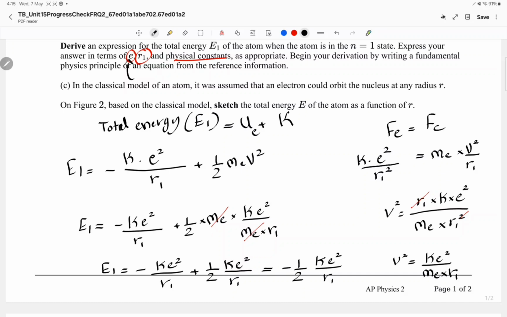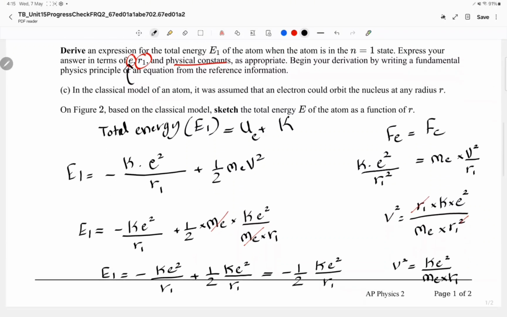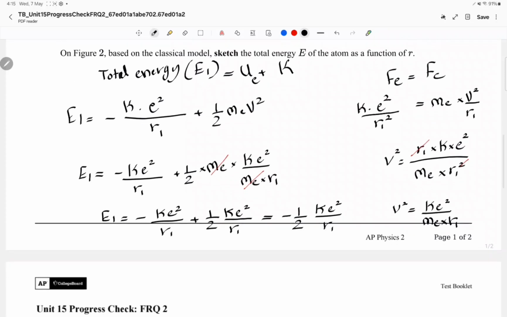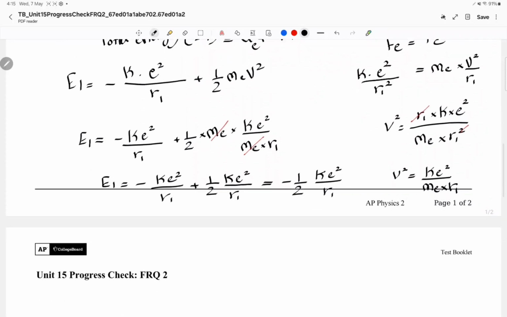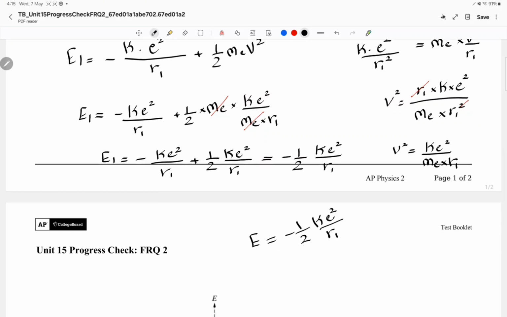Okay. That was part B for derive. C. In the classical model of the atom, it was assumed that an electron could orbit the nucleus at any radius. On figure 2, based on the classical model, sketch the total energy of the atom as a function of r. Okay, so now don't forget that our equation is going to be E is equal to negative half k e squared over r1.